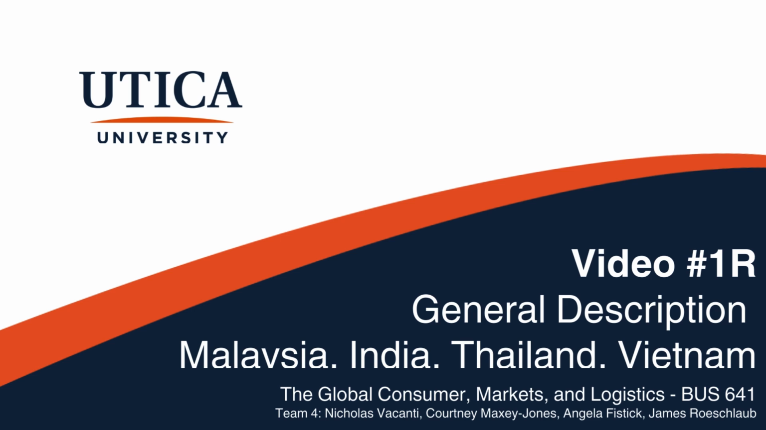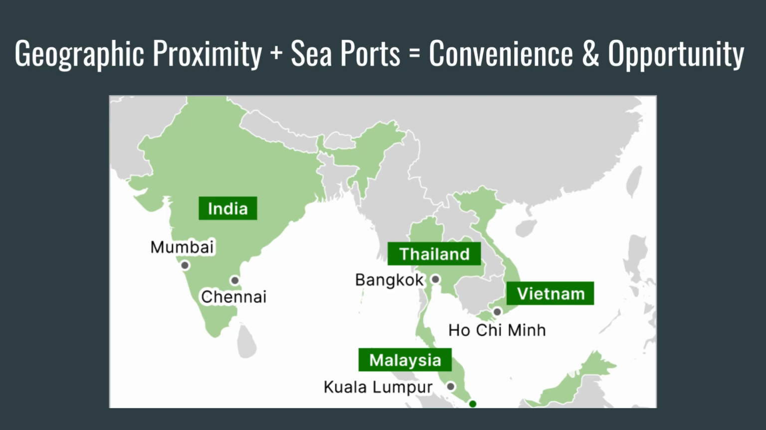This is Video 1 revision, general description of Malaysia, India, Thailand, and Vietnam. When we begin with a brief geographic overview, we see that all four countries are in geographic proximity and all have access to seaports, leading to a significant ability for convenience and shipping, as well as a large opportunity.